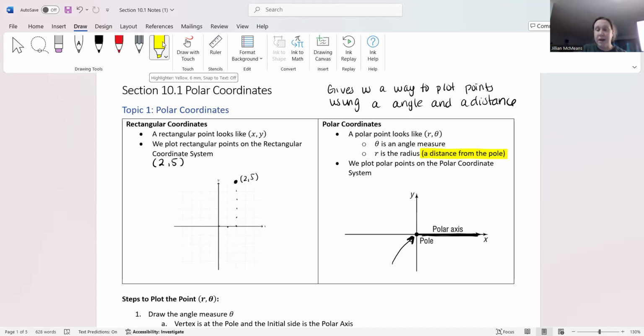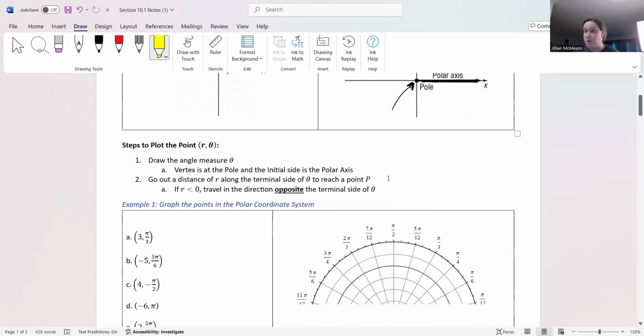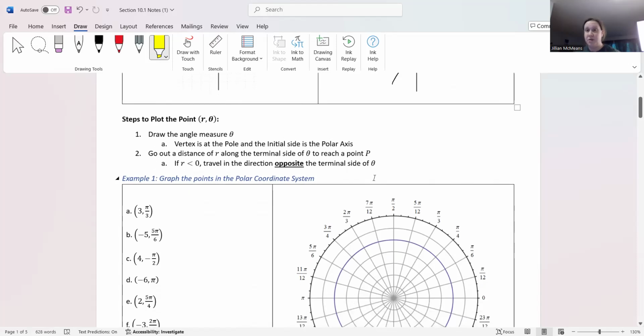So let's look at actually plotting points. We have several points that I want to plot here. I don't want to take it too slow, to the point of being obnoxiously slow and frustrating, but I don't want to speed up and just zip through this either.